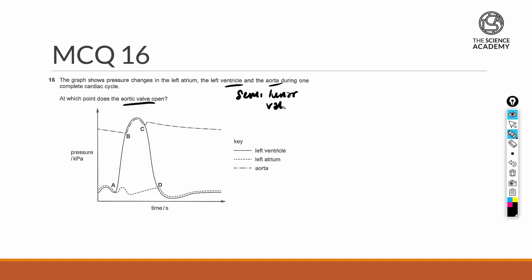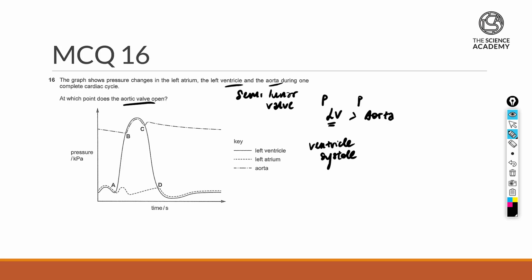Now the requirement for the semilunar valve to open is whereby the pressure of the left ventricle has to be much greater than the pressure of the aorta itself. And one of the key instances whereby the pressure of your left ventricle is higher than the pressure of the aorta is that of your ventricular systole. This is where the muscular walls of the ventricles contract, and it increases the pressure in the left ventricle, so much so that if it surpasses the pressure of the aorta, the semilunar valve will open.